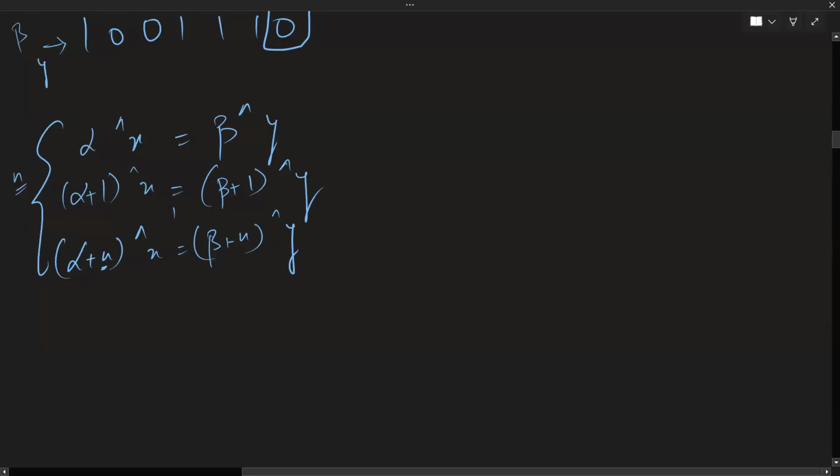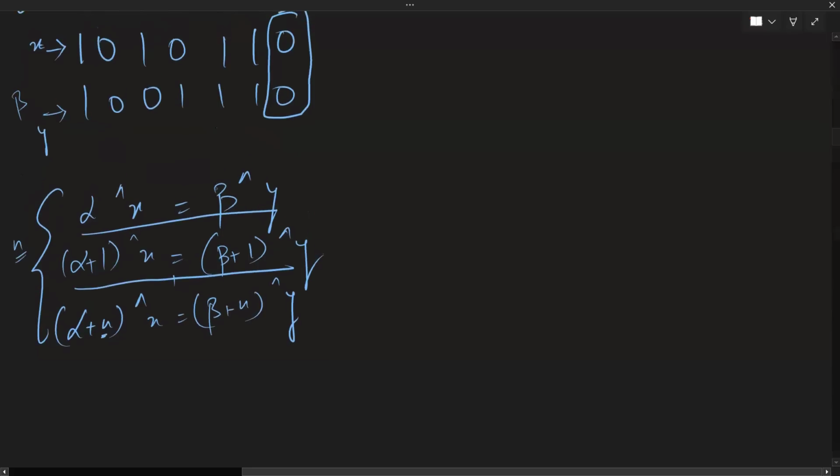So tell me one thing. If these two are equal and I have added plus 1 and these are also equal, this will simply mean that both of these bits in X and Y are the same. Why? Can anyone tell me why? Because if alpha has the last bit unset, alpha plus 1 has the last bit set. Alpha and alpha plus 1 have different set bits. Yes, no?